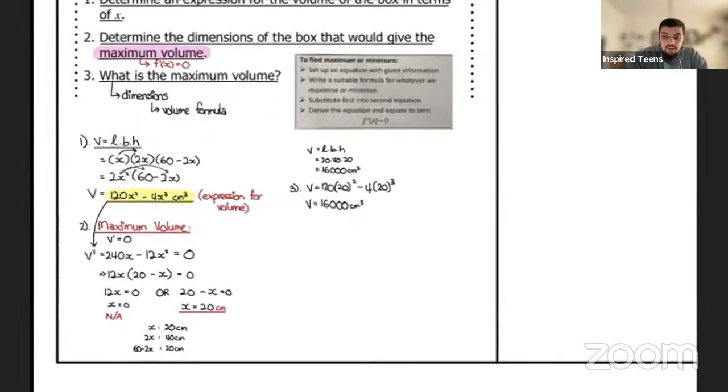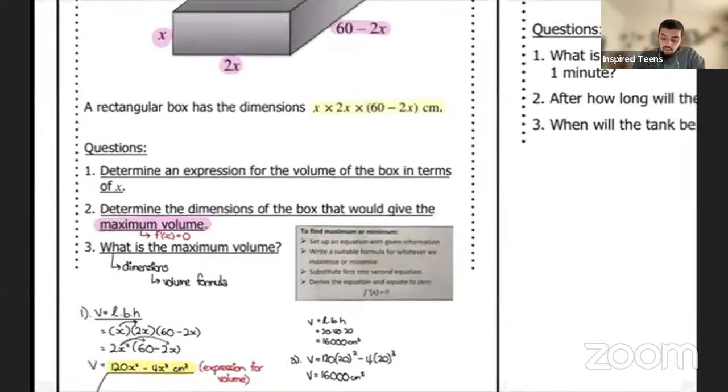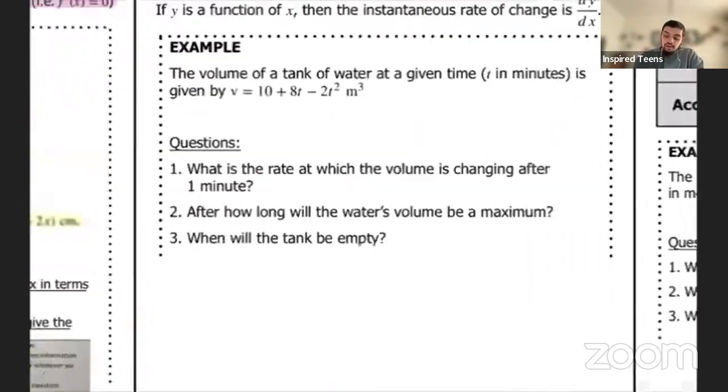Please, if you guys have any questions, please feel free to ask. But that's essentially minimum and maximum questions using calculus to solve for them, right? Always derive, equate to 0 to find the maximum.